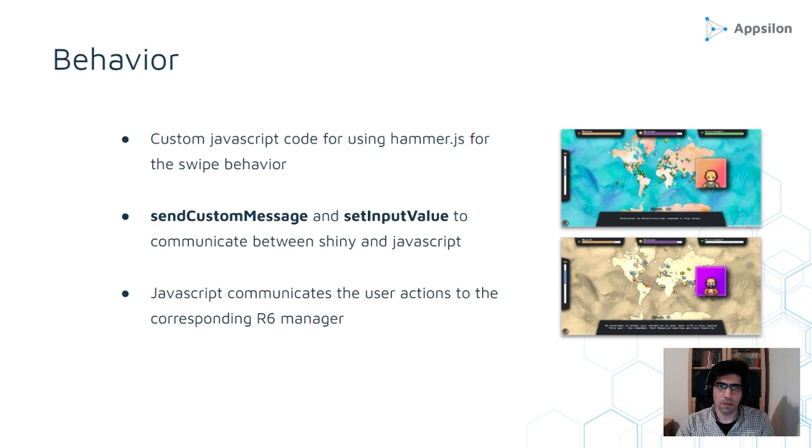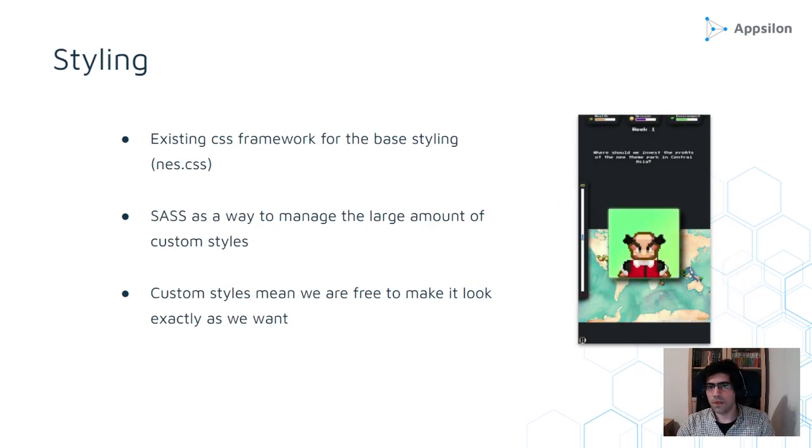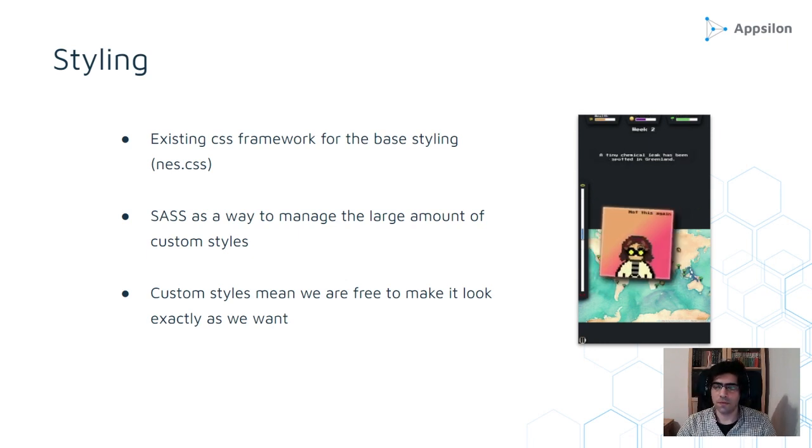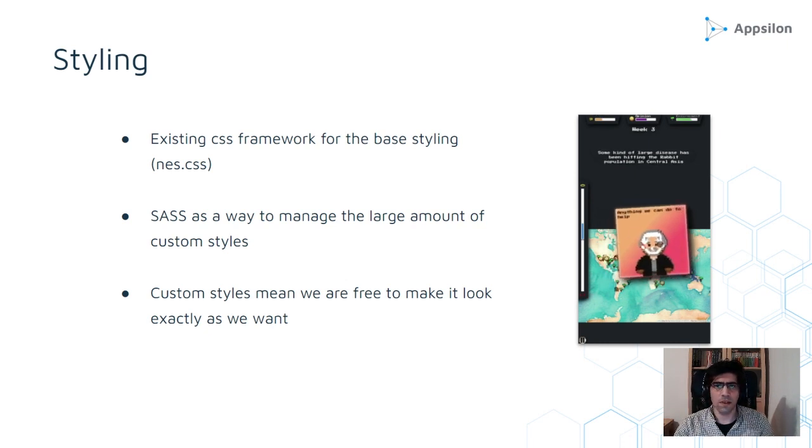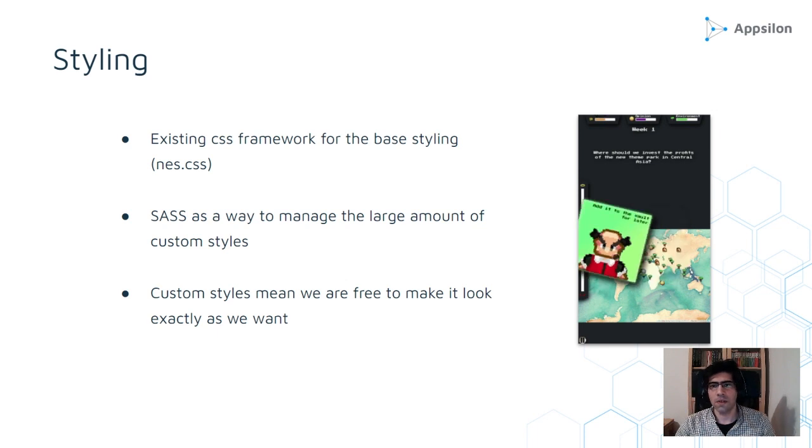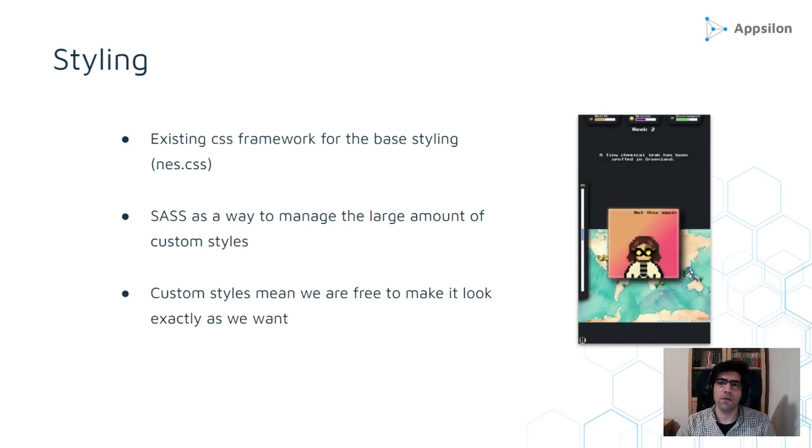And this was done similarly using send custom message and set input value, but also by applying some custom CSS to the map itself. When it comes to styling, the base of the application itself is a CSS framework called nes.css, and this is a very retro 8-bit style that already comes with a lot of built-in styles for progress bars, for inputs, for small components.